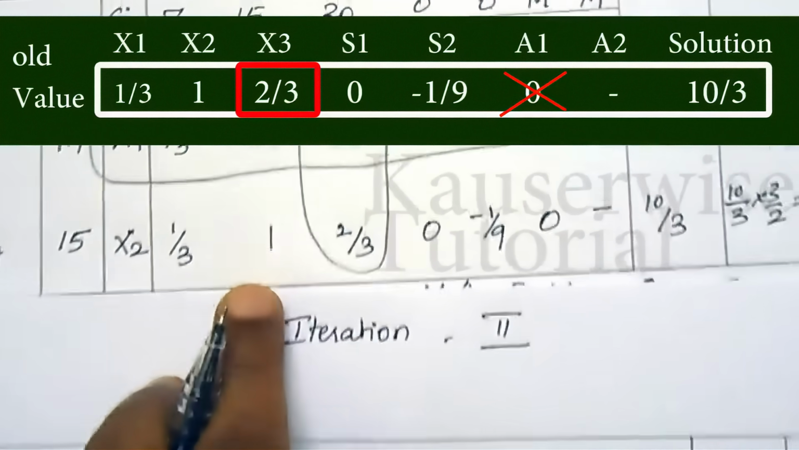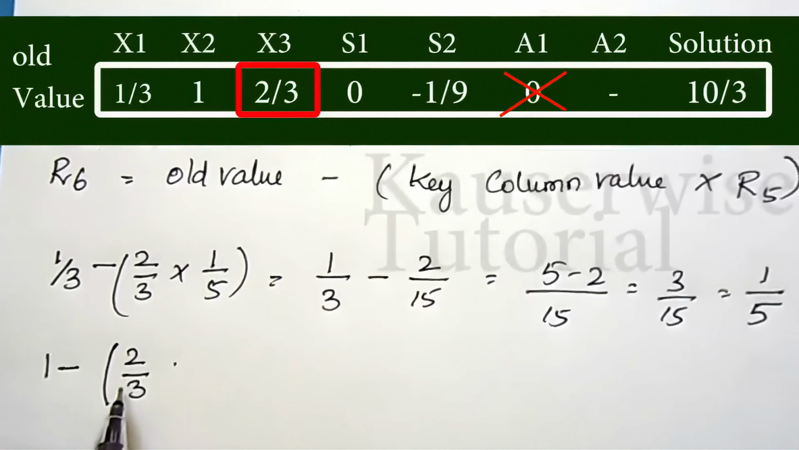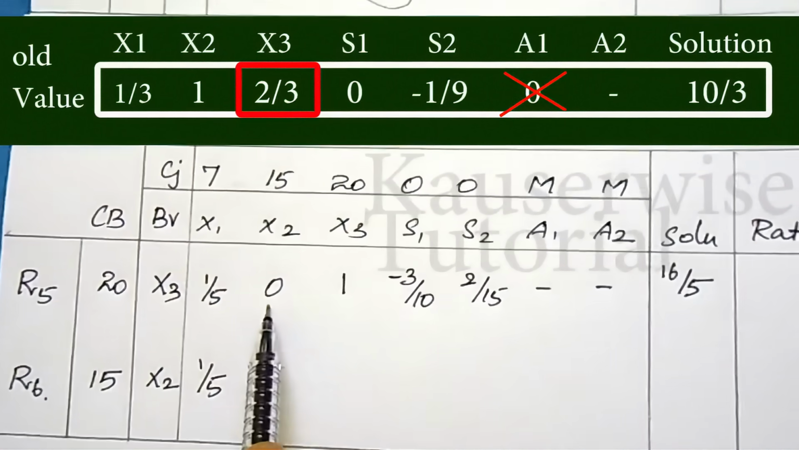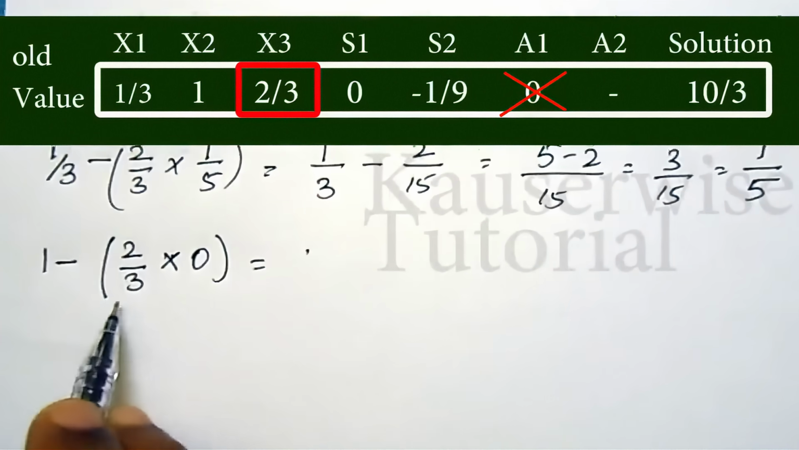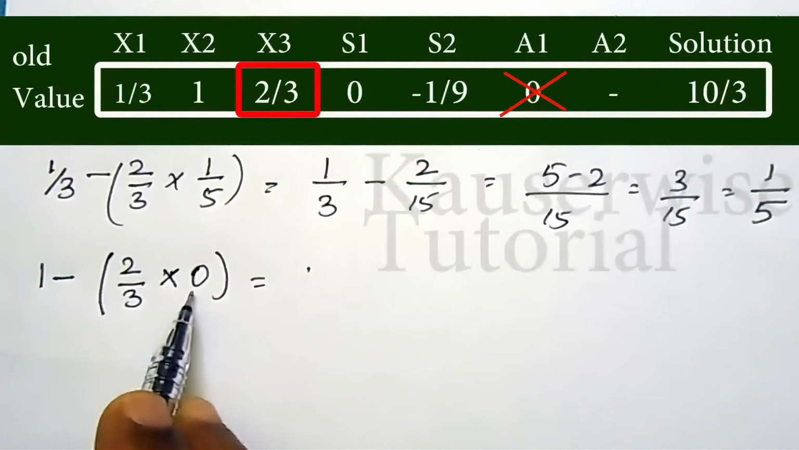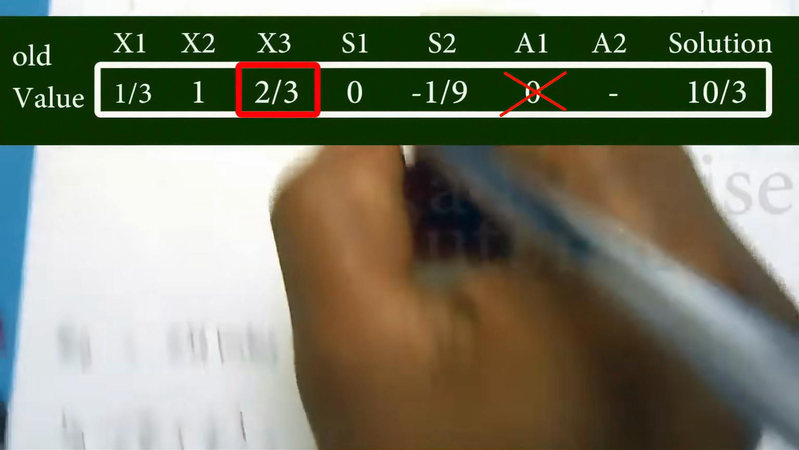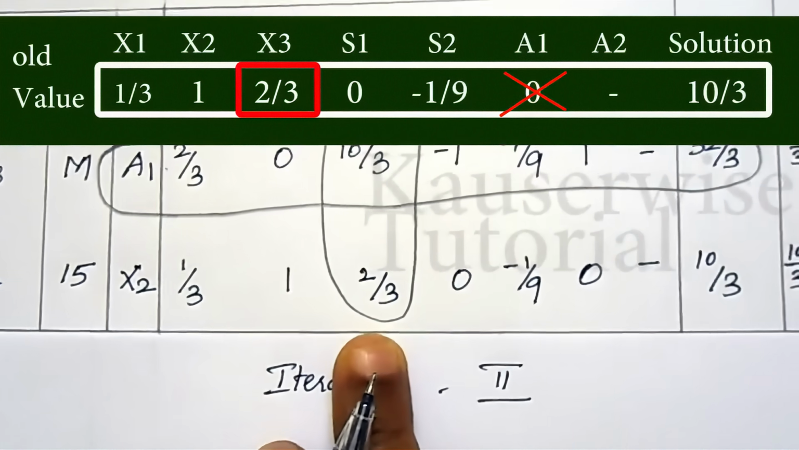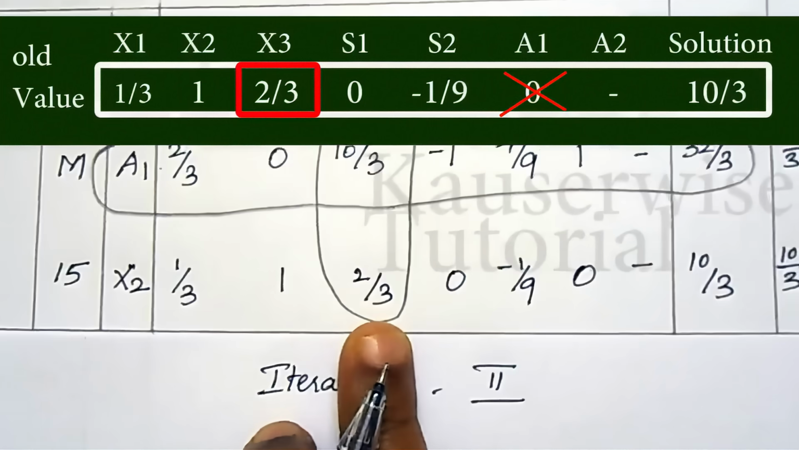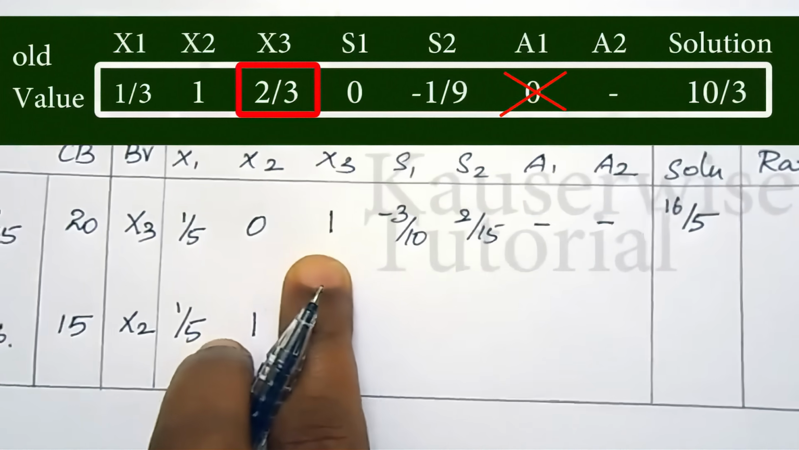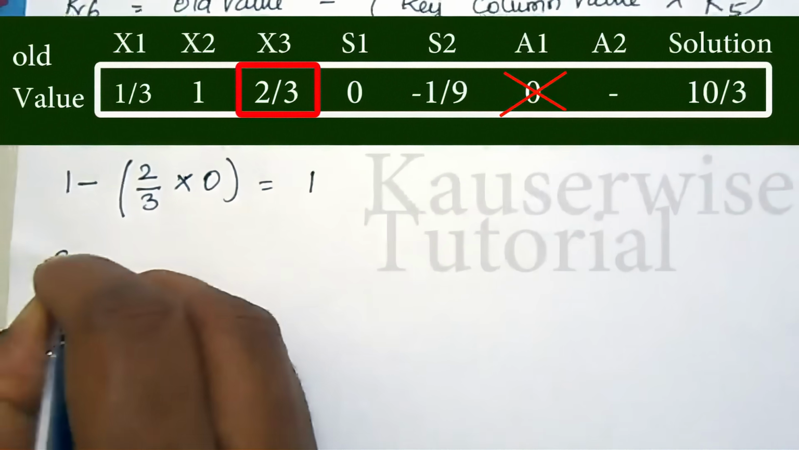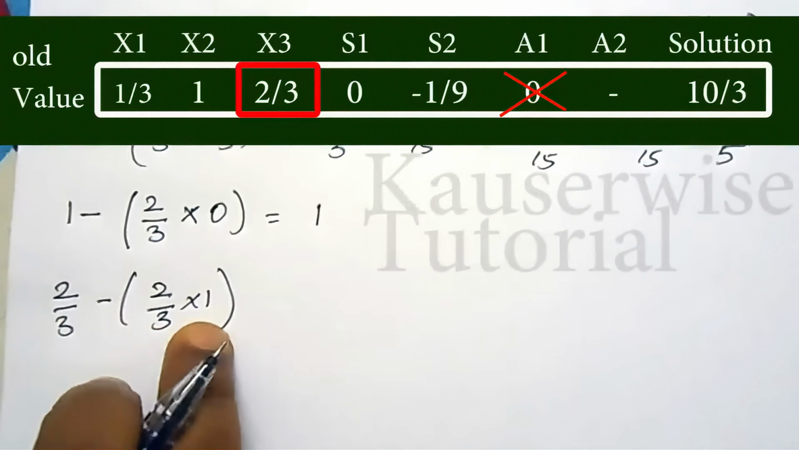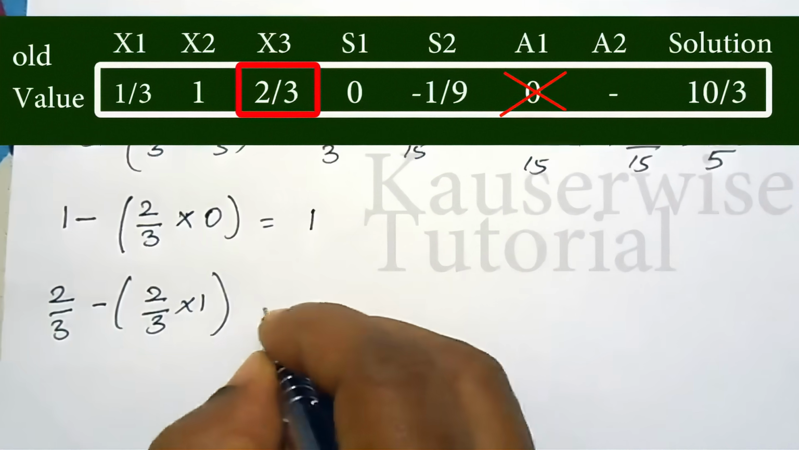For the next value, old value is 1. 1 minus the corresponding column value, same thing, 2 by 3 into row 5 value, that is 0. 1 minus 2 by 3 into 0. 2 by 3 into 0 is 0, so the answer is 1. So the new value is 1. For the next value, old value is 2 by 3 minus the corresponding column value, 2 by 3 into row 5 value 1. 2 by 3 minus 2 by 3 into 1. So 2 by 3 into 1 is 2 by 3. 2 by 3 minus 2 by 3 is equal to 0.